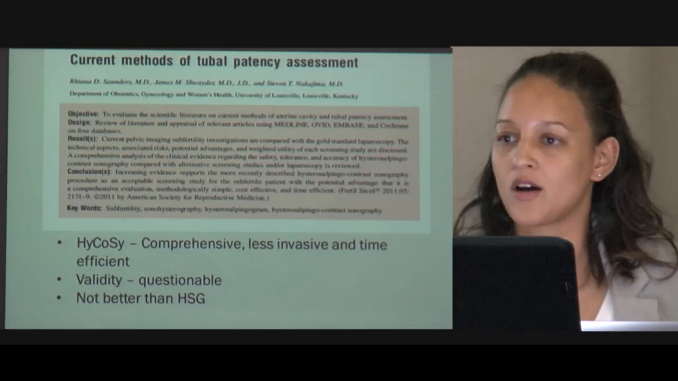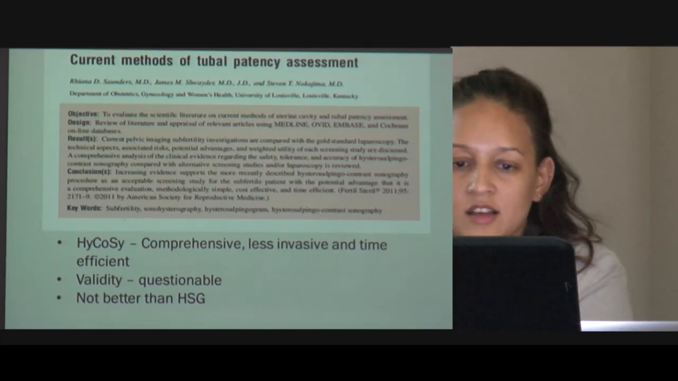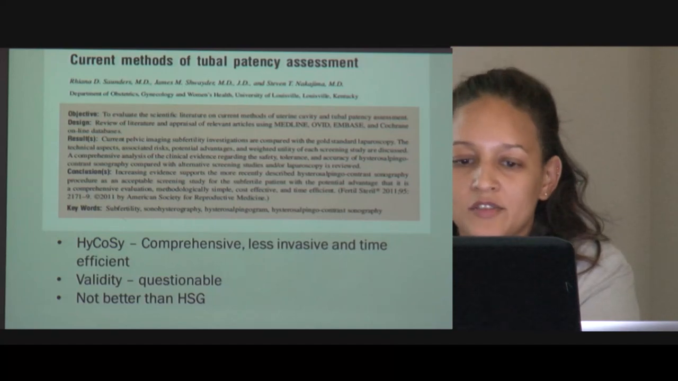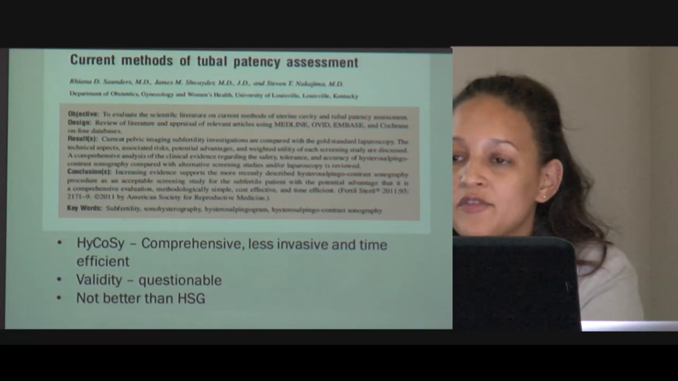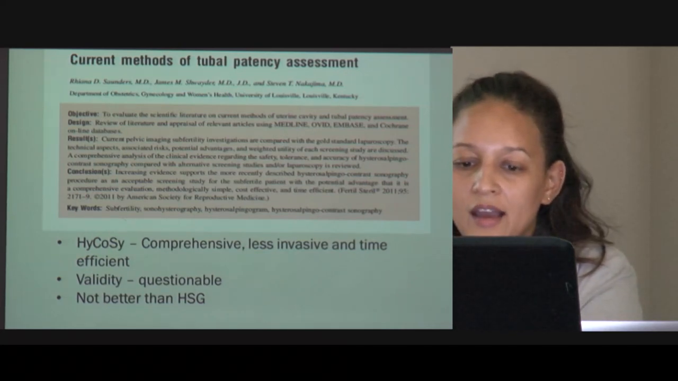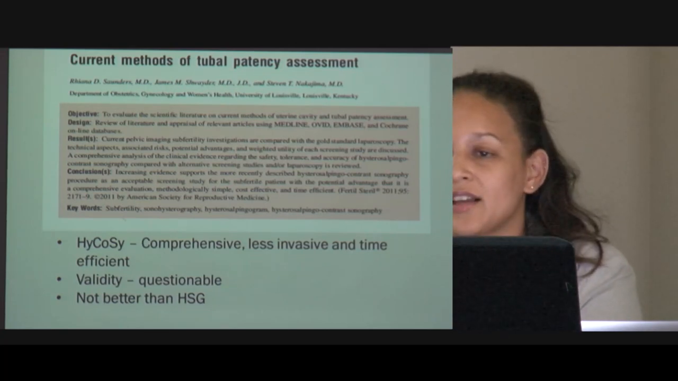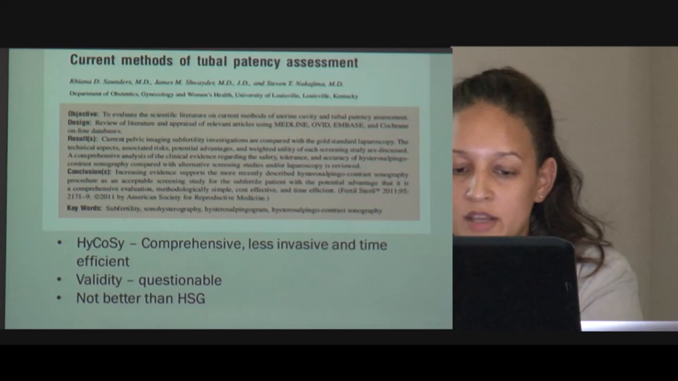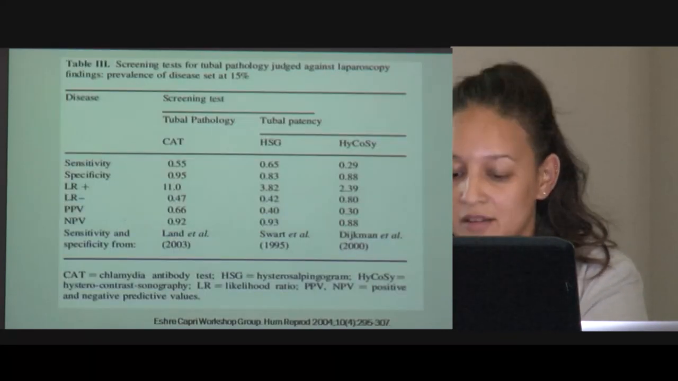However, there was a review, current methods of tubal patency assessment, which was basically to evaluate the scientific literature on current methods of uterine cavity and tubal patency assessment, mainly focused on hysterosonosalpingogram. It showed that it is comprehensive, less invasive, time efficient, but the validity is questionable, and as you will see coming up, it's not better than HSG.